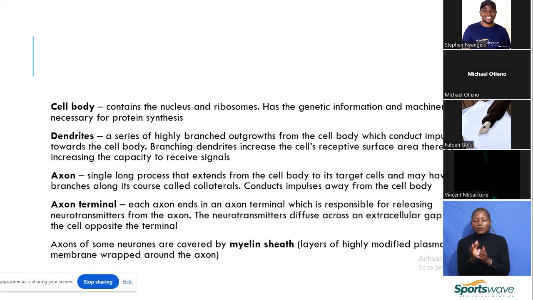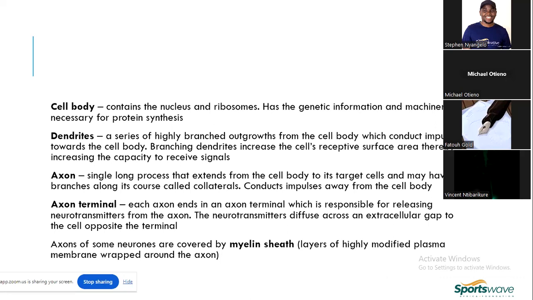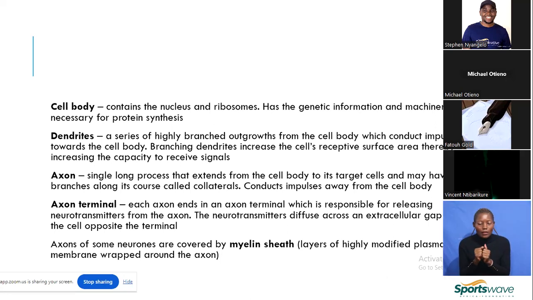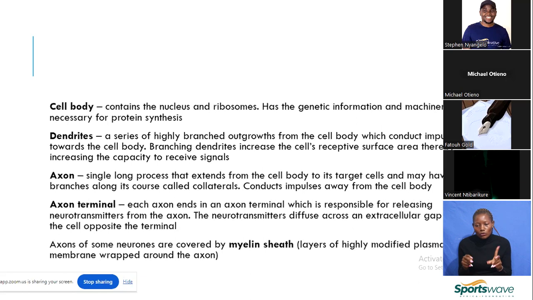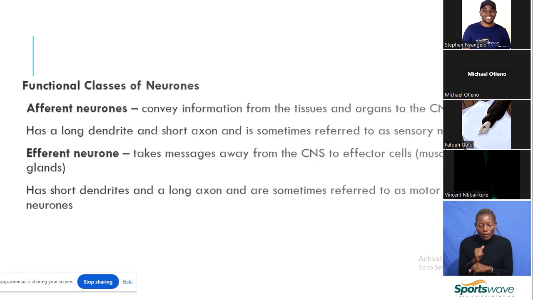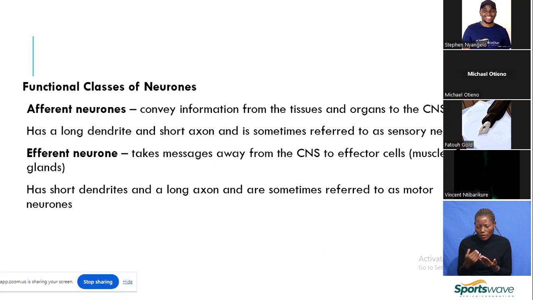And then you will find at the axon terminal you've got neurotransmitters, because the axon terminal is the one that joins with a muscle to form what we call a neuromuscular junction, or you have a neuron with a neuron to form a synapse. I've explained those junctions later in the presentation. And what you need to note here again is afferent neurons and efferent neurons.